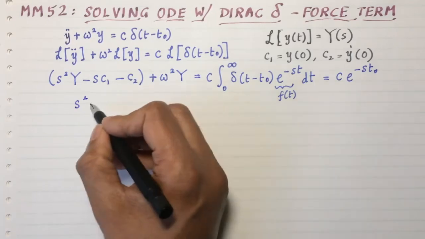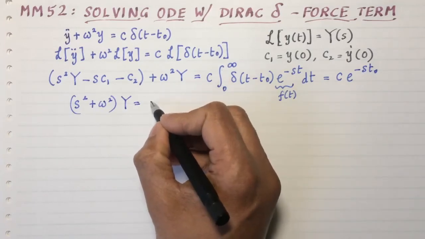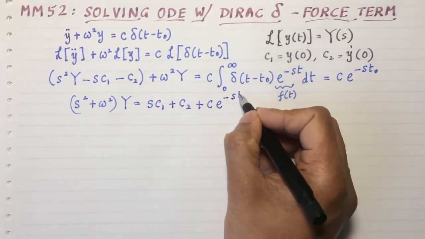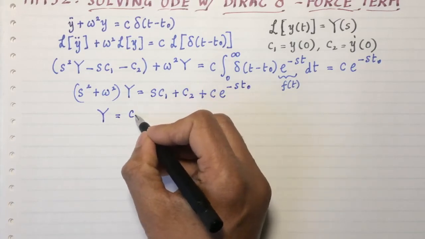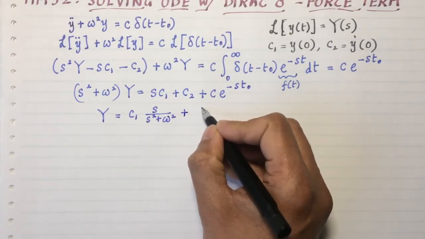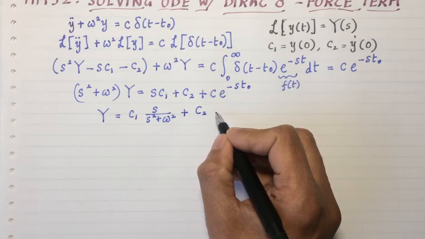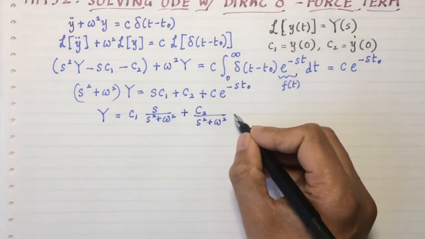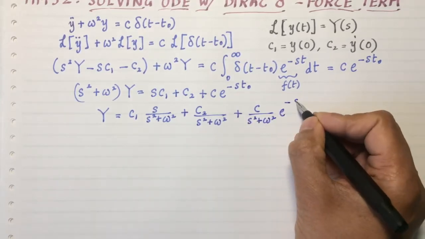Now all I have to do is solve for capital Y. In order to do that, I combine all the terms involving capital Y and move to the right side things that do not involve capital Y. So far it's looking really nice, and I have capital Y equals C1 times s over s squared plus omega squared, plus C2 divided by s squared plus omega squared, plus C divided by s squared plus omega squared times e to the minus st0.